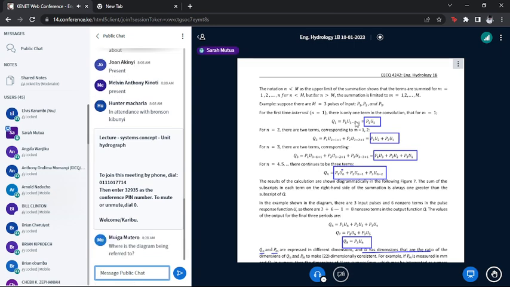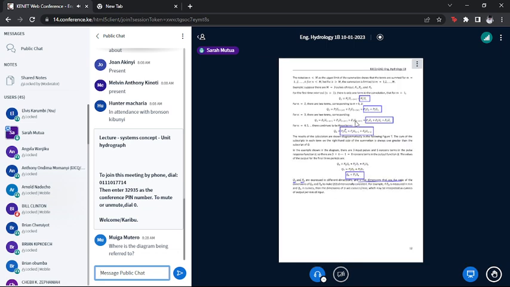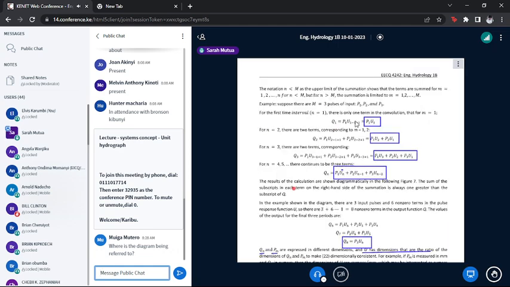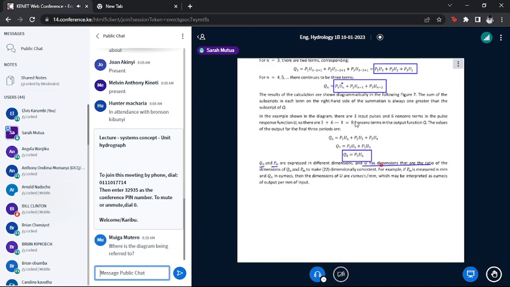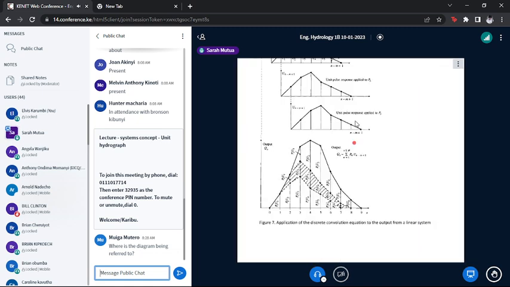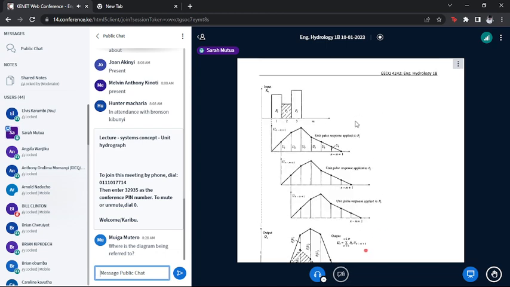I just solved it. Where is the diagram being referred to? The diagram is in the next page. The diagram is in this page. The diagram is this one on this page.